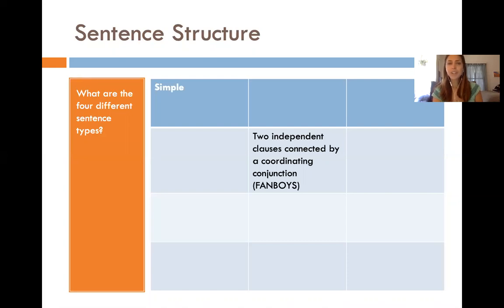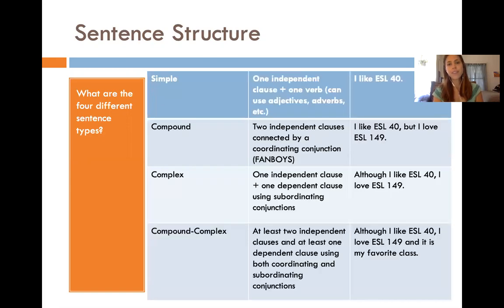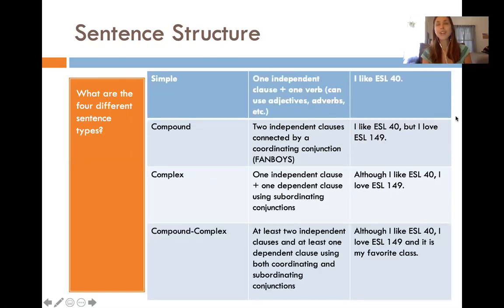Okay, so at this point, you should have filled out this chart in your notes. If you have some questions or you've left something blank, don't worry, we're about to go over the answers. So here are the answers for the sentence structured chart. So we have the simple sentence, which is one independent clause with one verb, and you can use adjectives and adverbs. So sentences like, I like ESL 40.